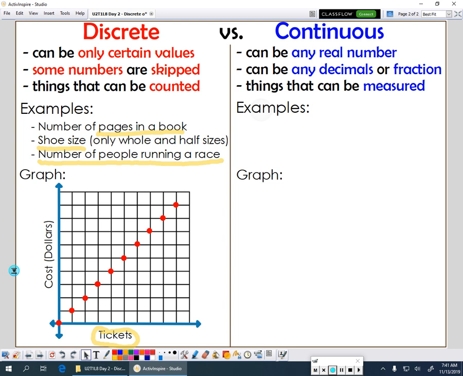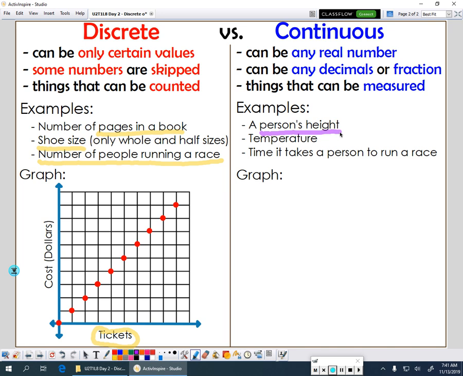Some examples of continuous functions would be a person's height. A person could be 6 feet tall, or 6 feet 1 inch, or 6 feet 1.5 inches, or any fraction or decimal of height. We could have temperature, again, something that could be measured. It could be whole degrees, it could be half degrees. Or time, the time it takes for a person to run a race. So we're not counting the time, but we're measuring the time.